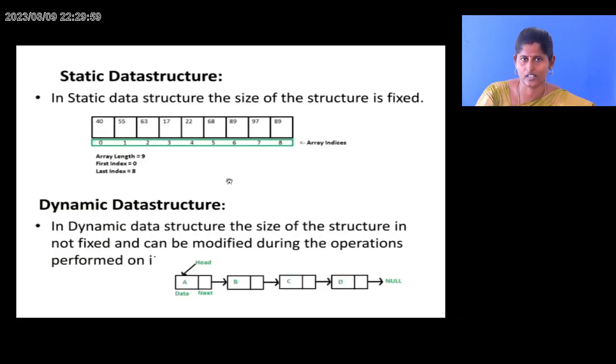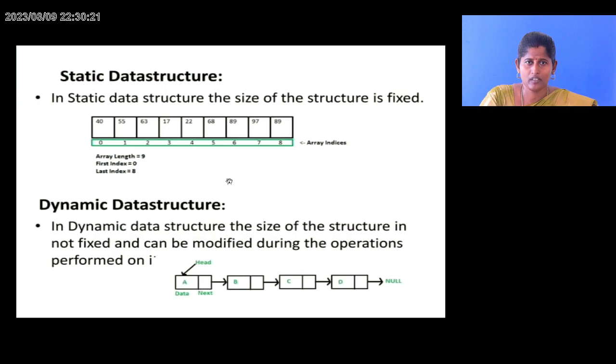Static data structures. The static data structure example is the array, because if we choose the array data structure, the size of the array is fixed. We can't change the size of the array at runtime. That's why the array data structure is called a static data structure. In a static data structure, the size of the structure is fixed.